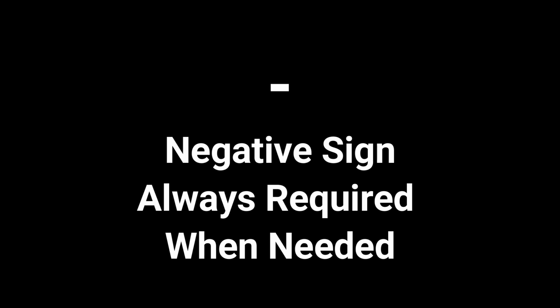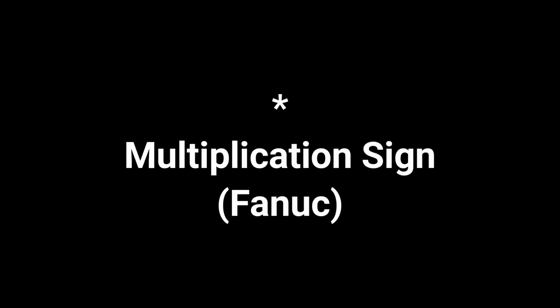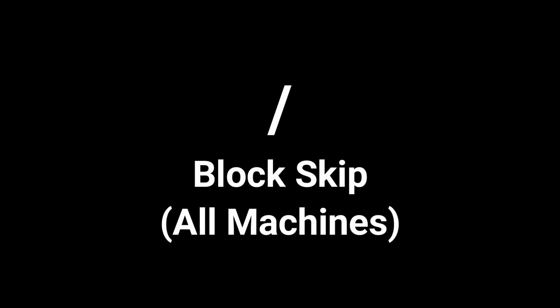Aside from letter addresses and numbers, we can also use the following symbols. A decimal is used for describing the fractional part of a number. Plus signs for positive values are not required. Negative signs for negative values are always required when needed. An asterisk is only used as a multiplication sign in Fanuc control macros. The backslash symbol is a block skip or a division sign in Fanuc control macros.